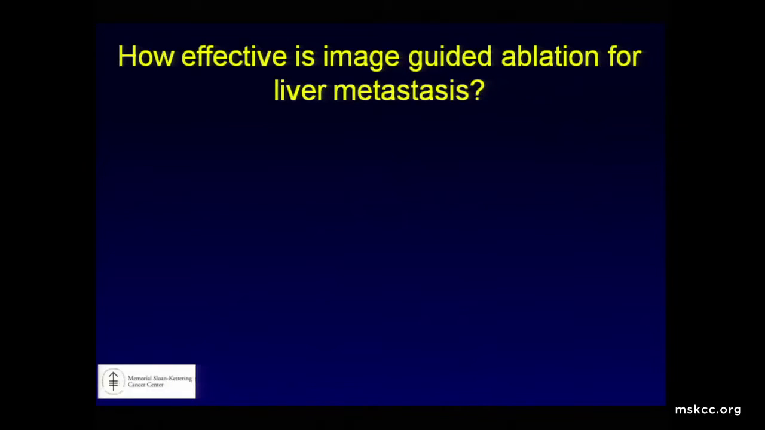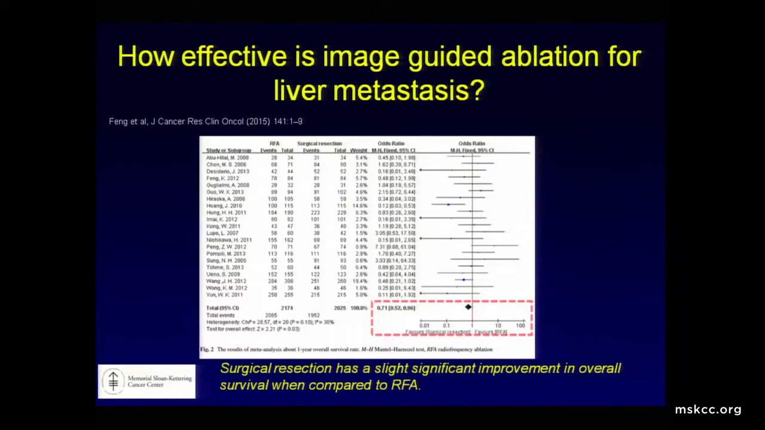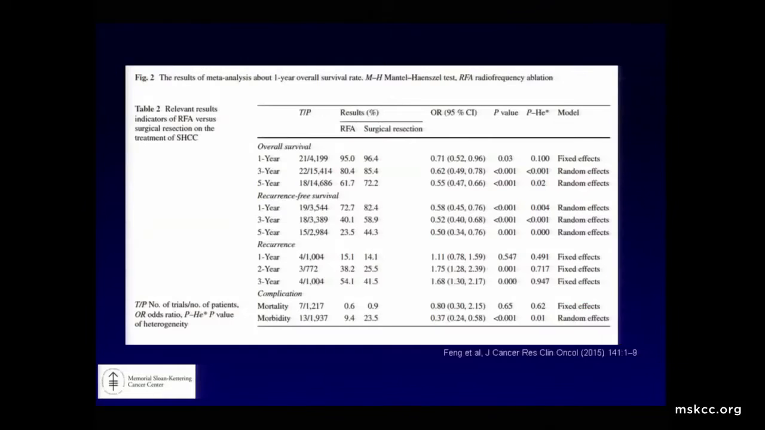How effective is image-guided ablation for liver metastasis? Well, this was looked at recently in a meta-analysis. You can actually see, and I won't go through this whole thing, but the overall odds ratio was in the range of 0.7, showing a favoring surgical resection. Surgical resection definitely had an overall survival improvement compared to radiofrequency ablation.